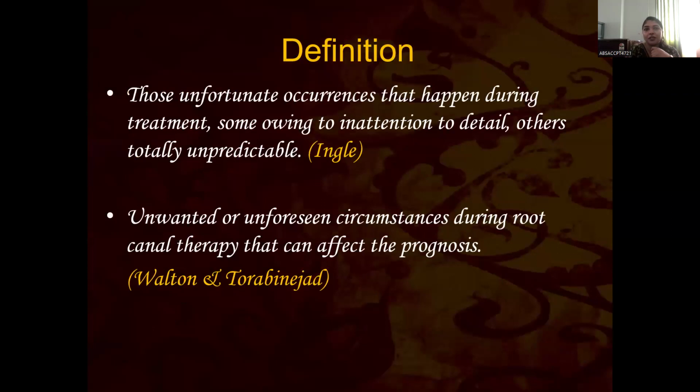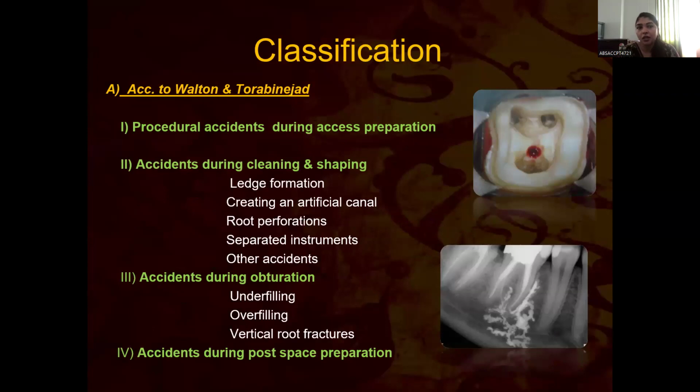Now coming to the definition. A mishap is an unfortunate occurrence that happens during a treatment, some owing to inattention to details, others totally unpredictable. Now coming to the classification, there are different classifications: based upon cleaning and shaping, accidents during obturation, and accidents during post-space preparation.